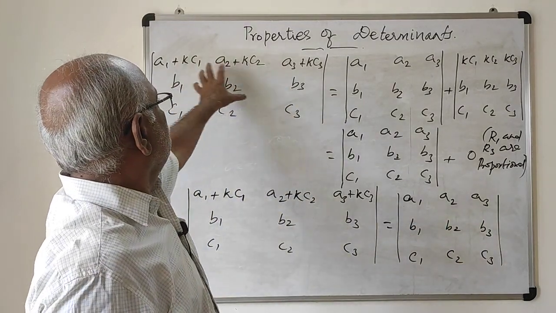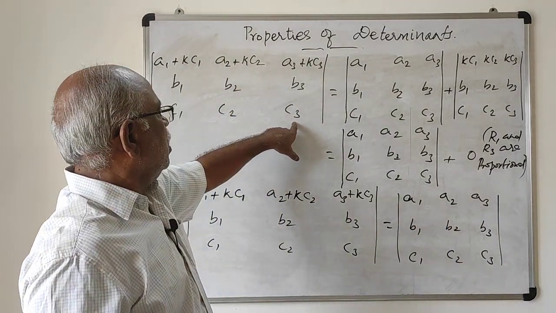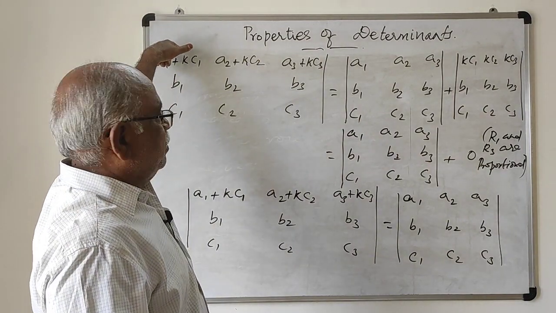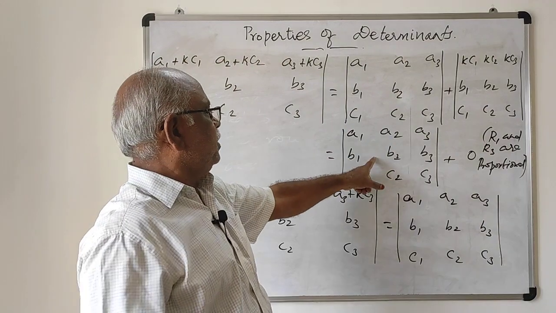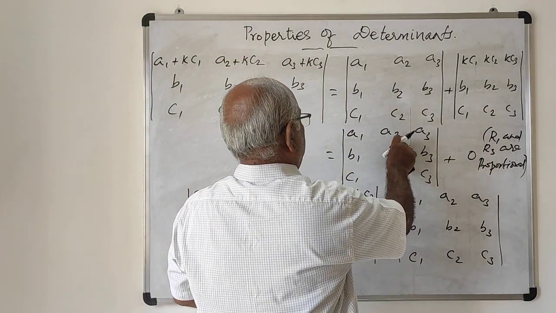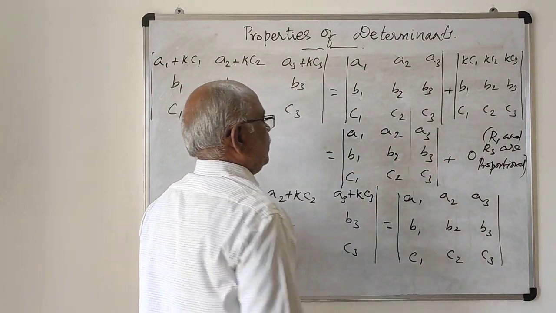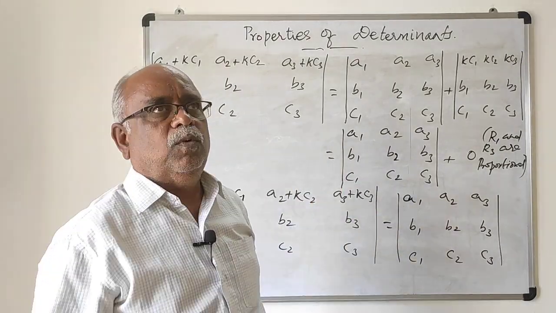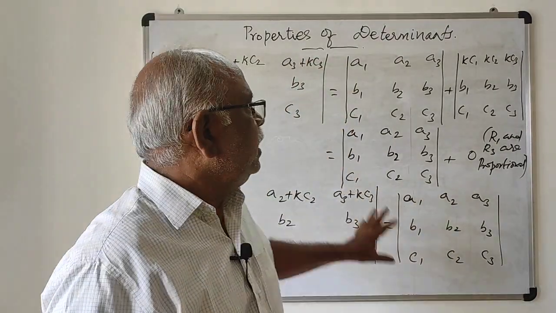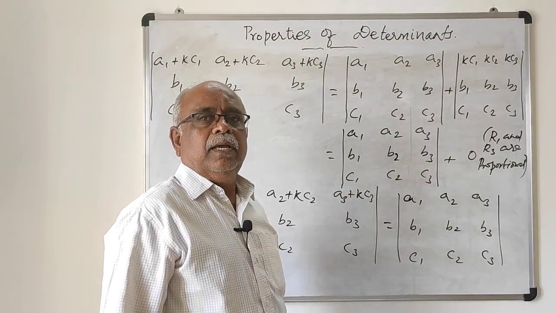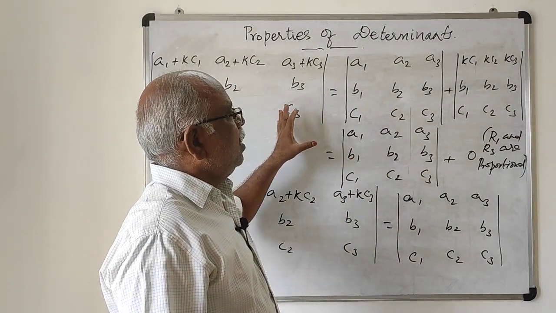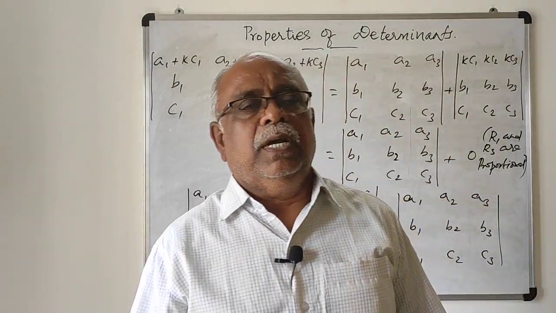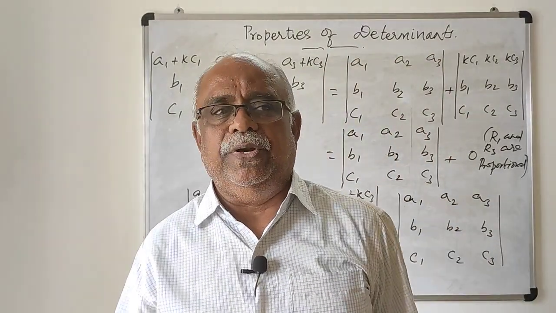Therefore, if the elements of a row or column are multiplied by a constant and added to the corresponding elements of some other row or column, then the value of the determinant is not changed. It remains the same. Therefore, we will get this answer. That's all about property 6. Okay? Properties 5 and 6 we have seen, and we have completed all the properties, and we will see the exercise in the next video. Thank you.